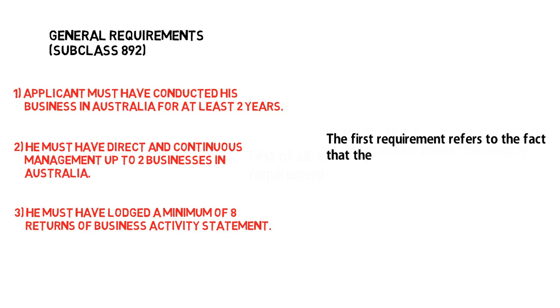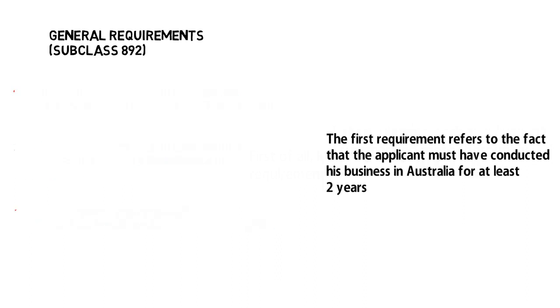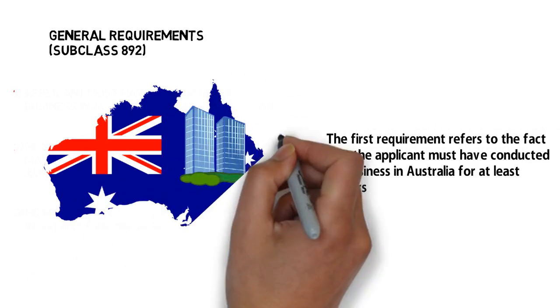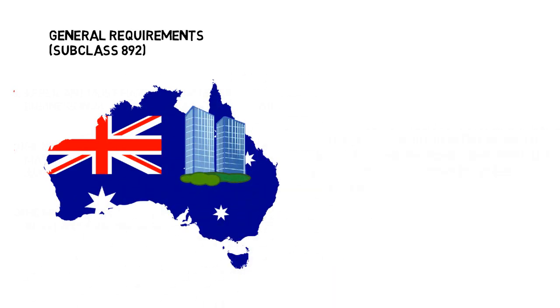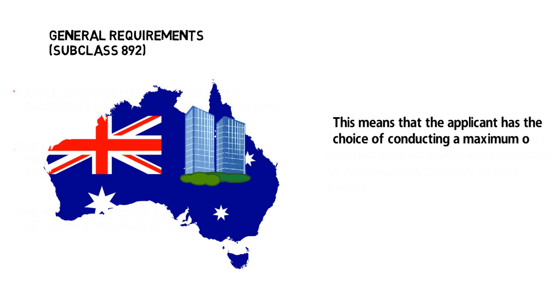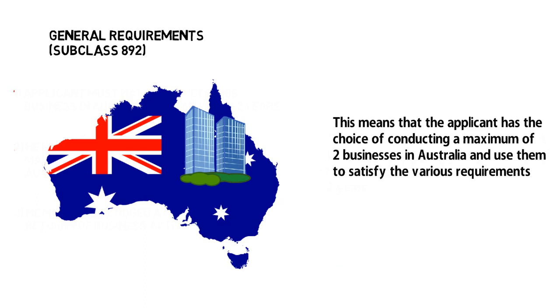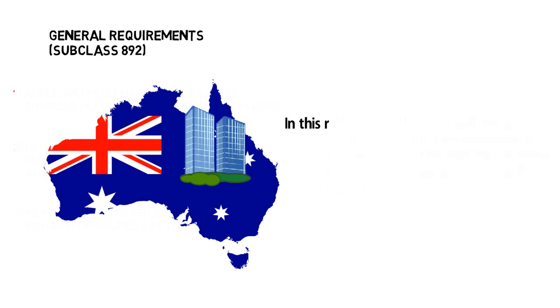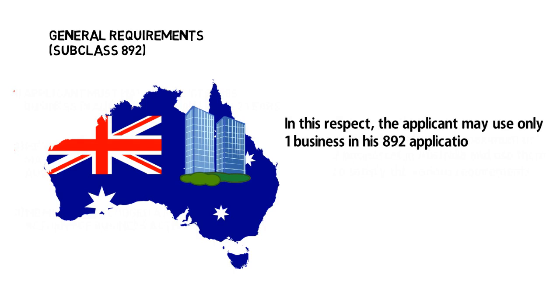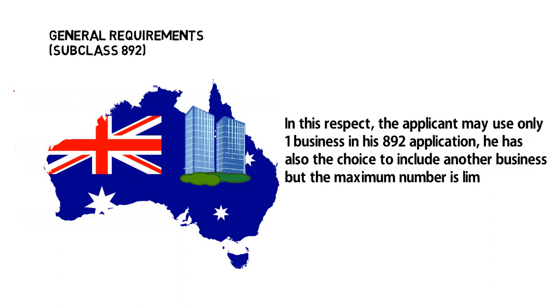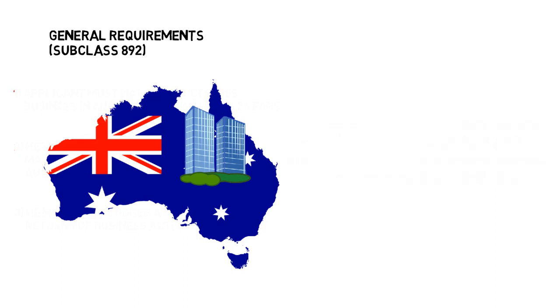The first requirement refers to the fact that the applicant must have conducted his business in Australia for at least 2 years. This means that the applicant has the choice of conducting a maximum of 2 businesses in Australia and use them to satisfy the various requirements. In this respect, the applicant may use only 1 business in his 892 application. He also has the choice to include another business, but the maximum number is limited to 2.